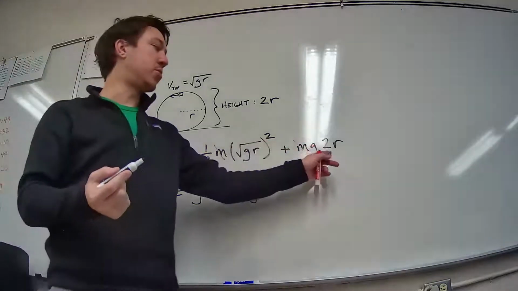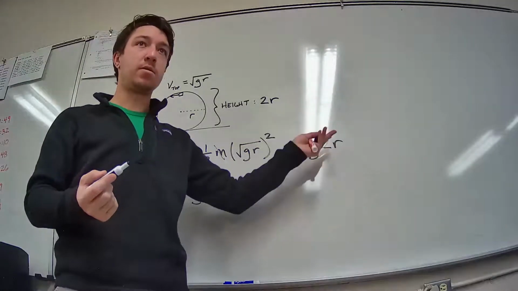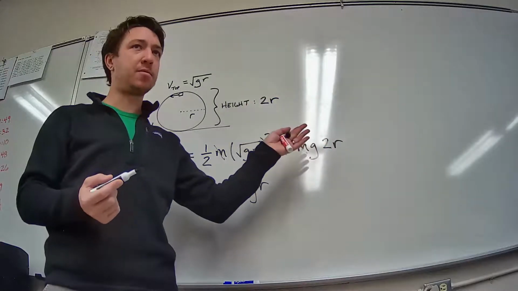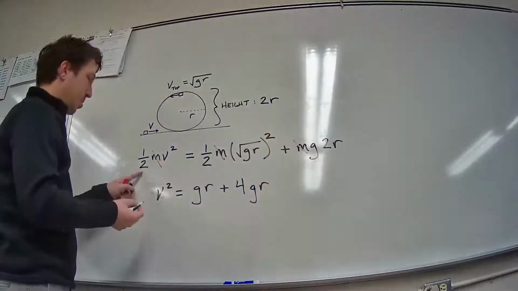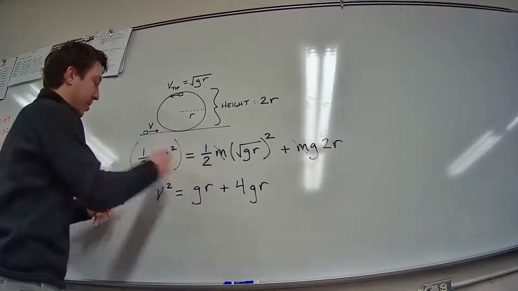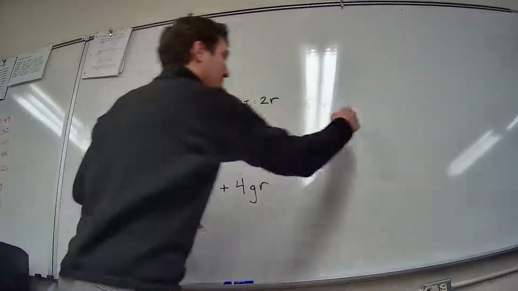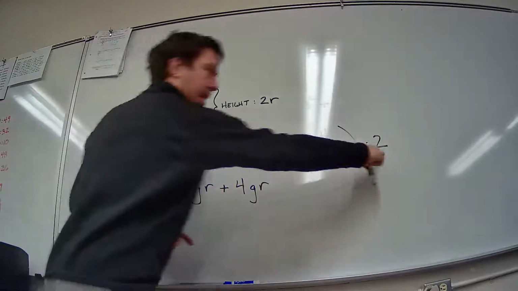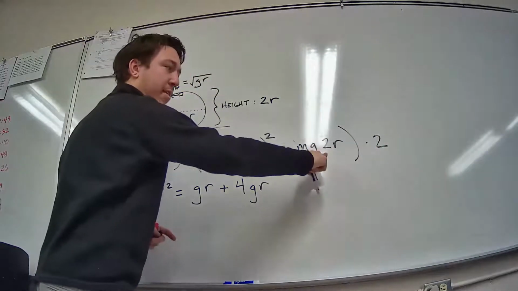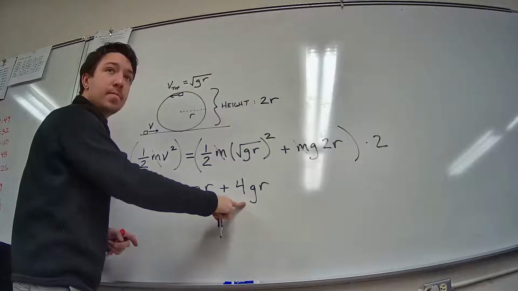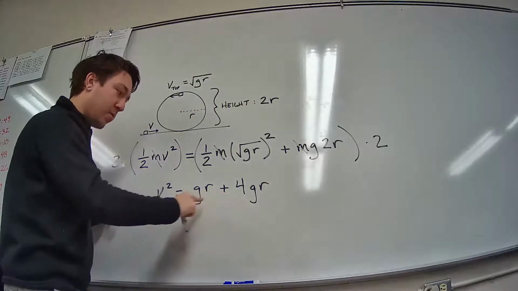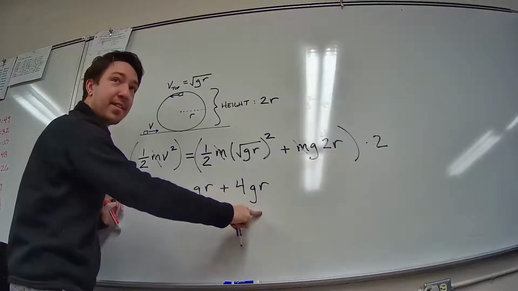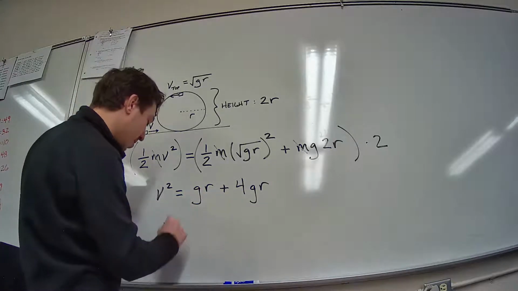It will be 2 times g times r, then doubled. Are we still okay with why it's being doubled? What I'm doing, technically, is multiplying both sides by 2. So this guy got multiplied by 2, and this guy gets multiplied by 2. 2 bananas times 2 makes 4 bananas. Now 1 banana plus 4 bananas make 5 bananas.